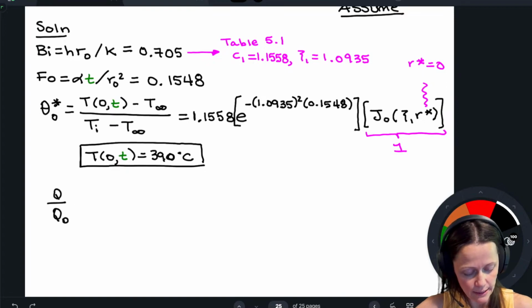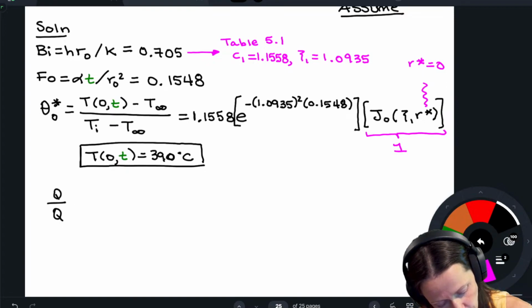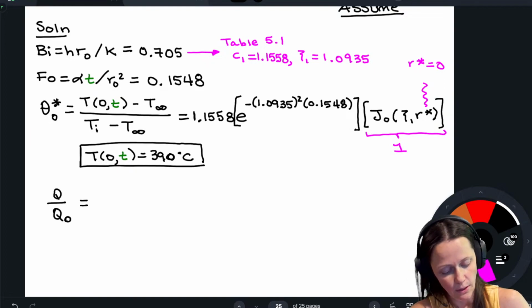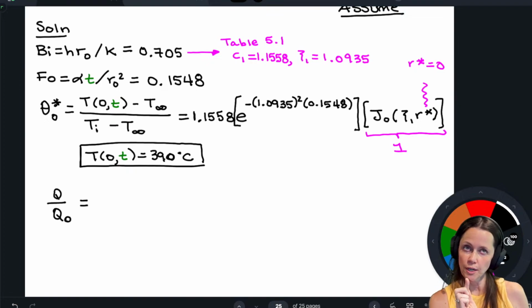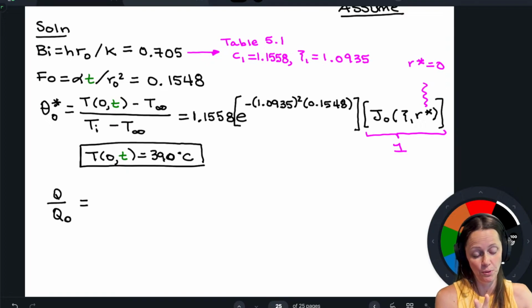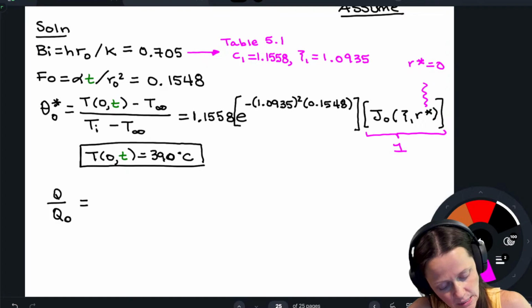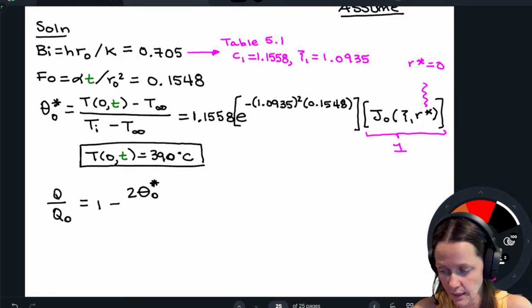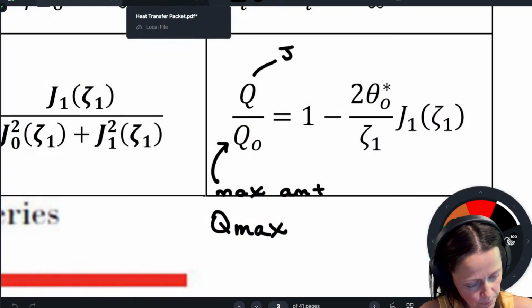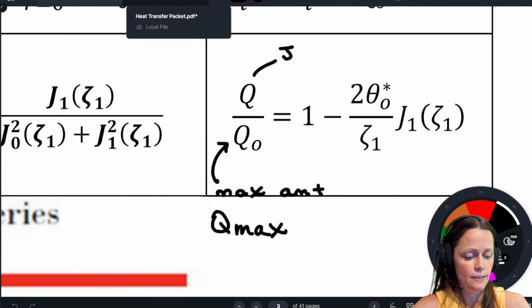I guess the reason that they use that Q naught is because it's the maximum amount of heat transfer, but it would be when the center at r equals 0 comes into thermal equilibrium, because that's the last part or piece of the material that's going to come into thermal equilibrium with its environment. But this is equal to 1 minus 2 theta star over theta naught star, right, over zeta 1.